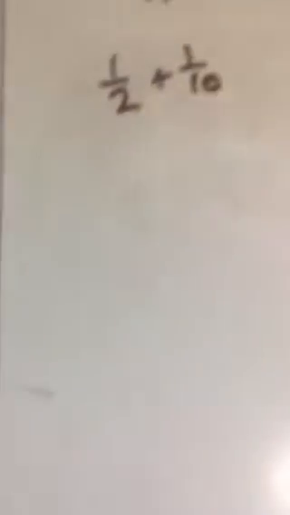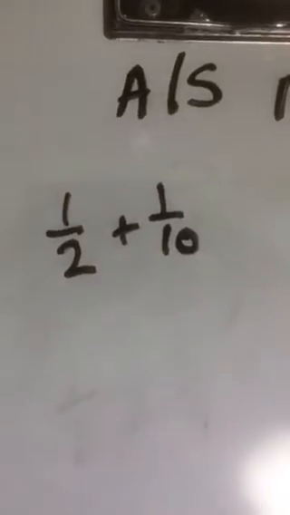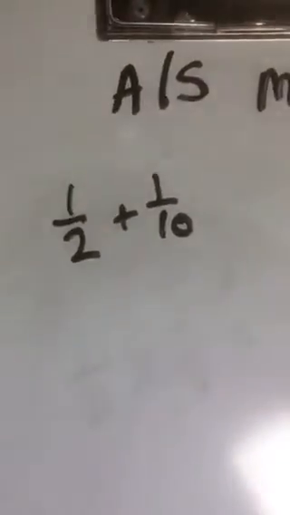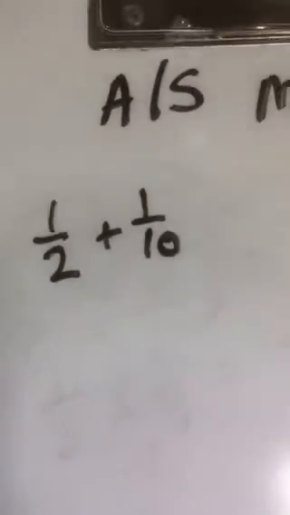Reduce before you add, subtract, multiply, or divide. So 2/4 is going to reduce down to 1/2. So it's 1/2 plus 1/10. And we look up here, and now we're adding and subtracting. Now there's rules for each one of these, and let me go over them with you.